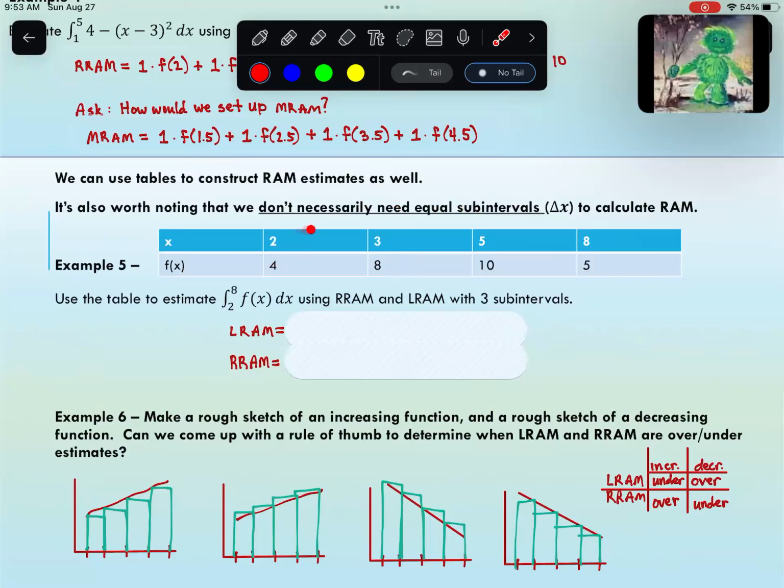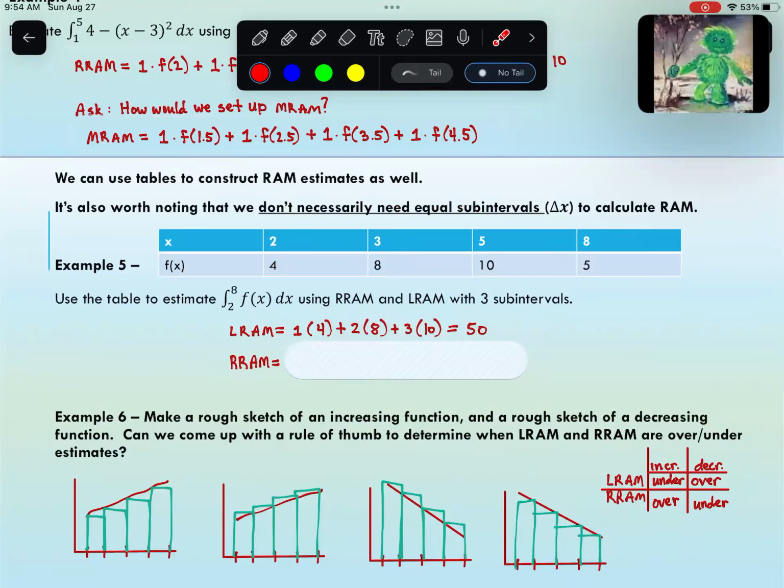That lines up pretty nicely with the x values we have. We'll try RRAM, we'll try LRAM. Feel free to pause the video, try it on your own first. I'm going to go with LRAM. Well, my very first rectangle is going to stretch from 2 to 3. That's a base of 1. And its height is going to be determined by what's going on the left side of that subinterval. And of course, the height at the very left side is 4. I can read that directly from the table. That becomes the height of my first rectangle.